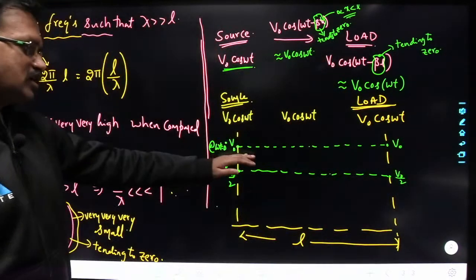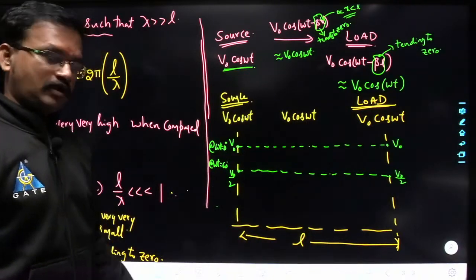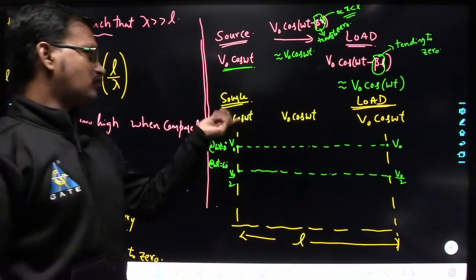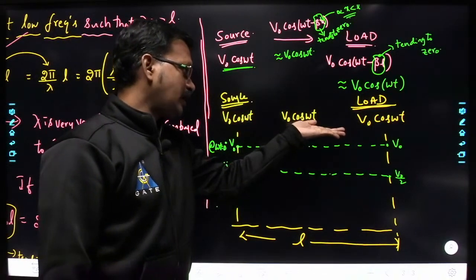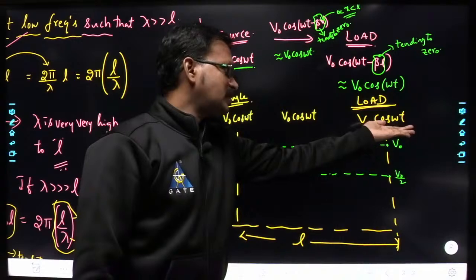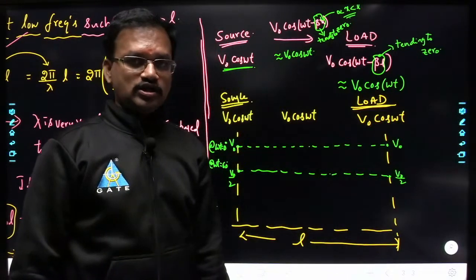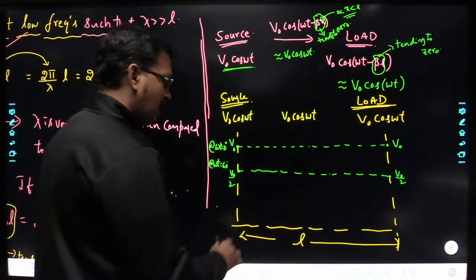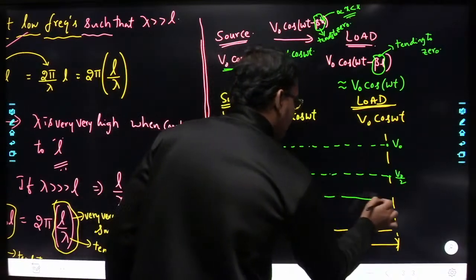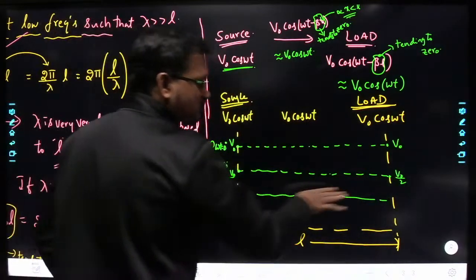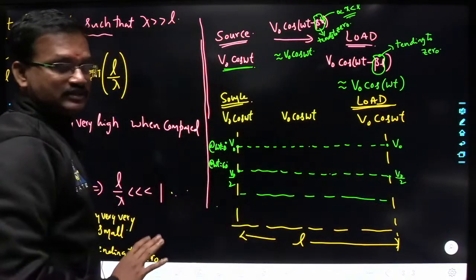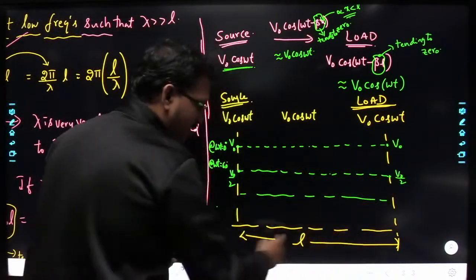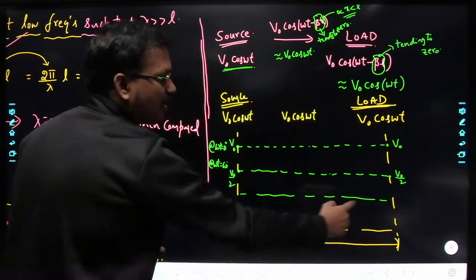At some other instant of time, you can take at some other instant of time. What can you observe here? Whatever the value that is present at the source, the same value will be present along the line, and the same value of voltage will be present at the load. So we can conclude that at any instant of time, the voltage along the line from source to load will be the same. That means it is independent of the length of the transmission line.